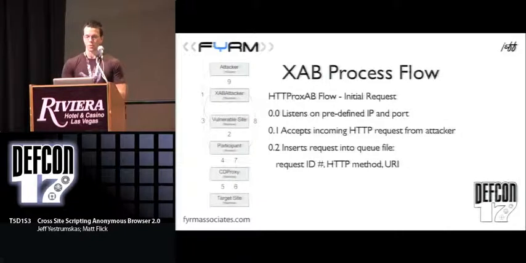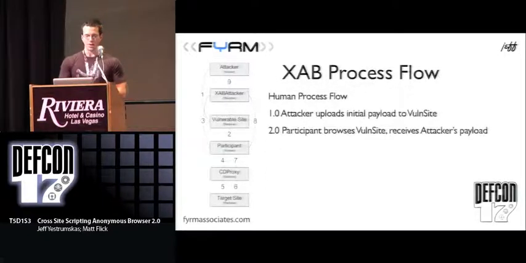The first thing we're going to do is run the proxy on a predefined IP address and port. That proxy is then going to listen for incoming traffic from the attacker. The attacker simply sets his web browser to the IP and port of this proxy. When the attacker makes a request, say for example they go to www.target.xab, the HTTP proxy is then going to insert that request into a queue, which is then going to be picked up by the XAB attacker, which I'll get to in a second.